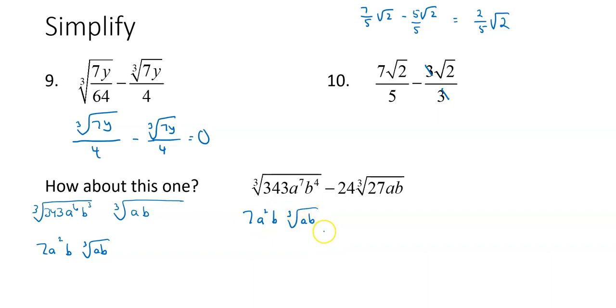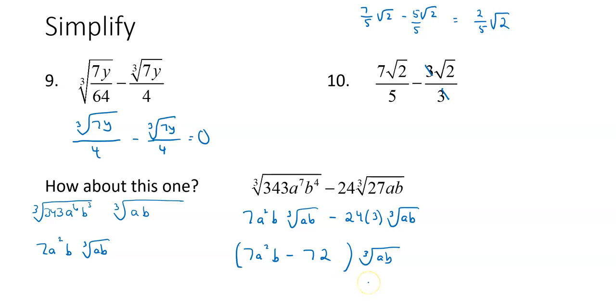cube root of ab. Now look at that 27ab. 24 stays. Cube root of 27 is 3, right? Because 3 times 3 times 3 gives me 27. What's left under the radical? ab. All right, so I'm going to pull out that cube root of ab. When I do that, what's left over here is a result of dividing each of those terms by the cube root of ab. So here I have a 7a squared b minus 24 times 3 is 72.